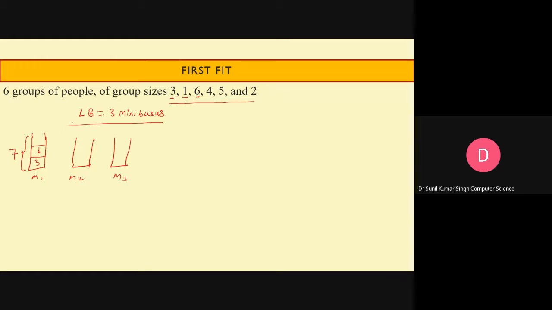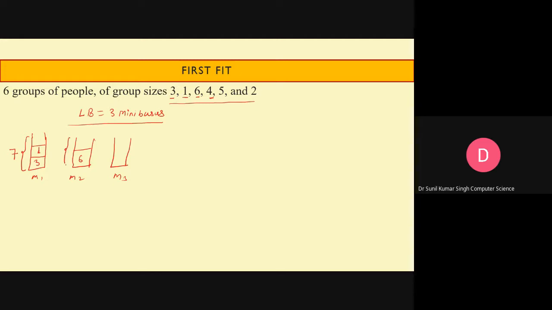So 6 people cannot be accommodated because only 3 spaces are available. But we cannot split these 6 people because the condition says that all 6 people will stay together. तो हमें करना क्या होगा? We have to go for the next minibus, and here we can put 6. Now 4. Can we accommodate these 4 here? No, it is not possible, because 3 seats are available and people are 4.